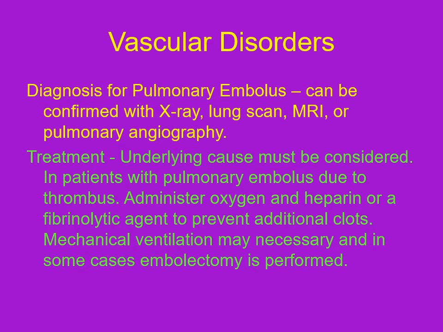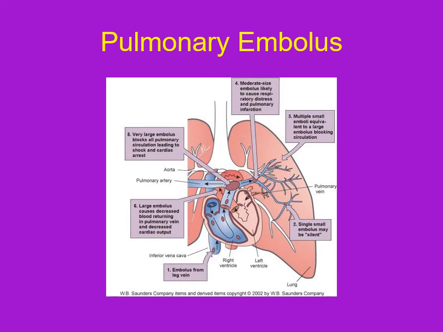Treatment: the underlying cause must be considered. In patients with pulmonary embolus due to a thrombus, administer oxygen and heparin or a fibrinolytic agent to prevent additional clots, TPA, something like that. A mechanical ventilator may be necessary, and in some cases, embolectomy is performed to remove the embolus.